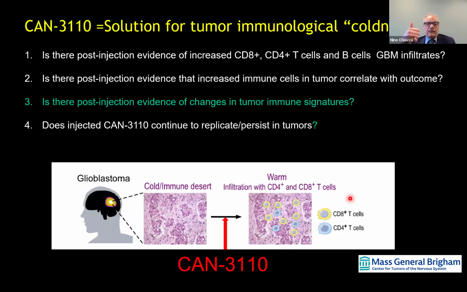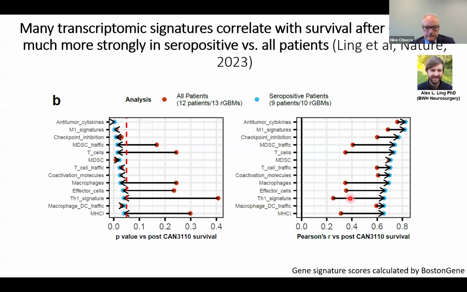So this is great. What I've shown you so far is that we inject this virus, we can get more CD8 and more CD4 T cells in there. This correlates with outcome and correlates with diversity of these cells. So can we get any additional immunological information from these tumors? One of the things we wanted to look at was whether the immune signatures in the tumors changed as a consequence of this viral injection.